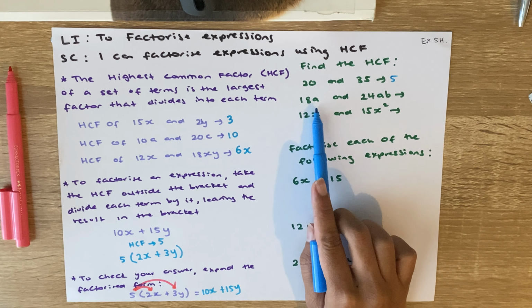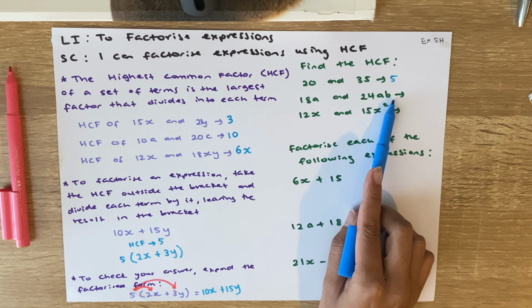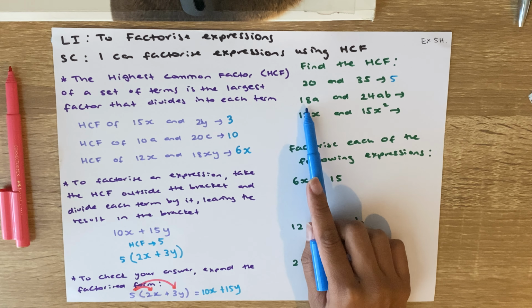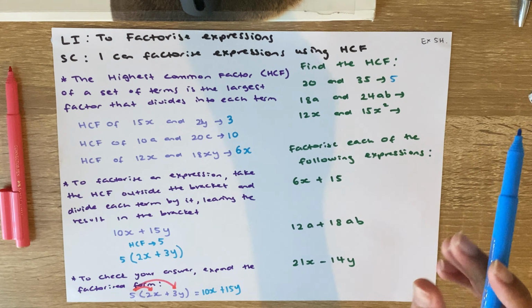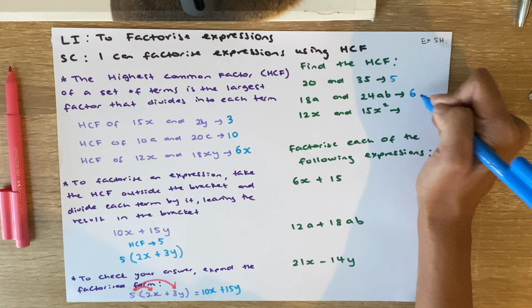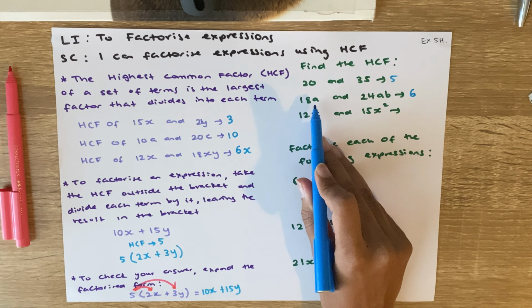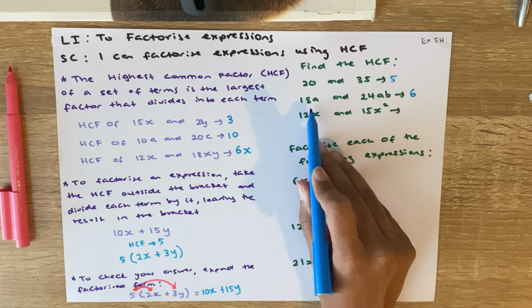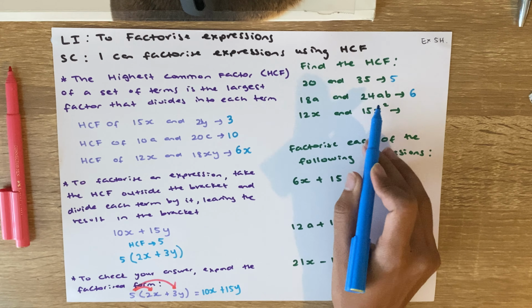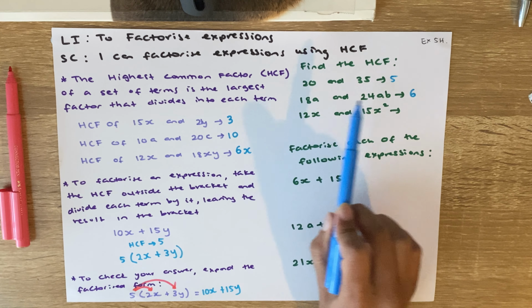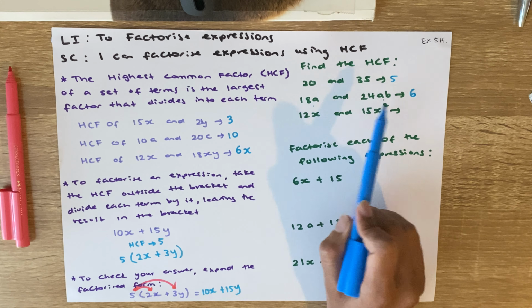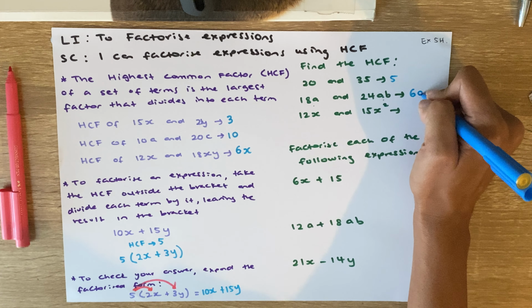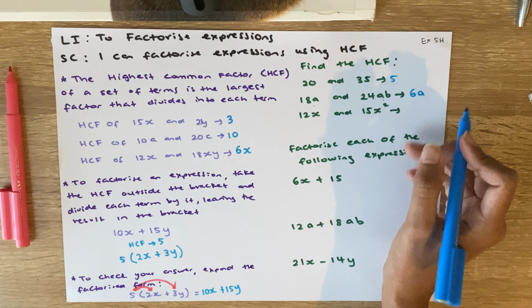All right, next one, 18a and 24ab. What number goes into 18 and 24? Hopefully you're thinking of the number 6, okay? And because we've got letters here, we need to make sure that if there are any letters that are the same in both of our terms. Here I've got an 18a, and here I've got a 24ab. So a, you will notice, is the same in both. So that is a common factor. So my answer is 6a for that one.